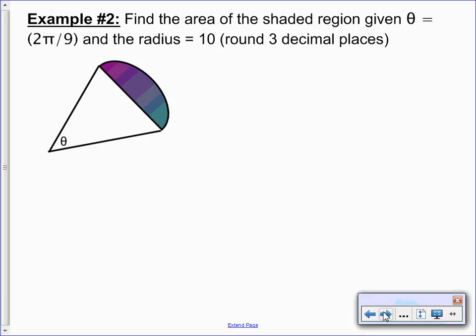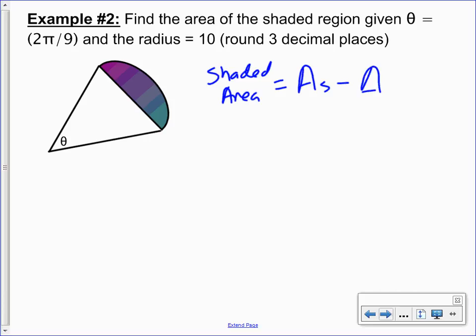The area of the sector. Exactly. And what do you do with those two things? Subtract. Exactly. So the shaded area is equal to the area of the sector minus the area of the triangle.